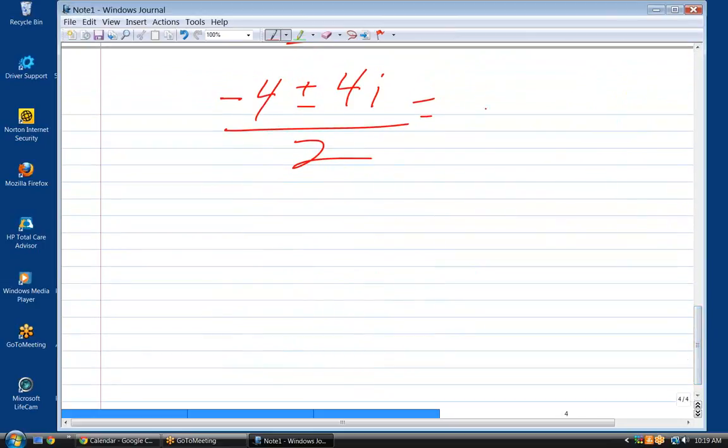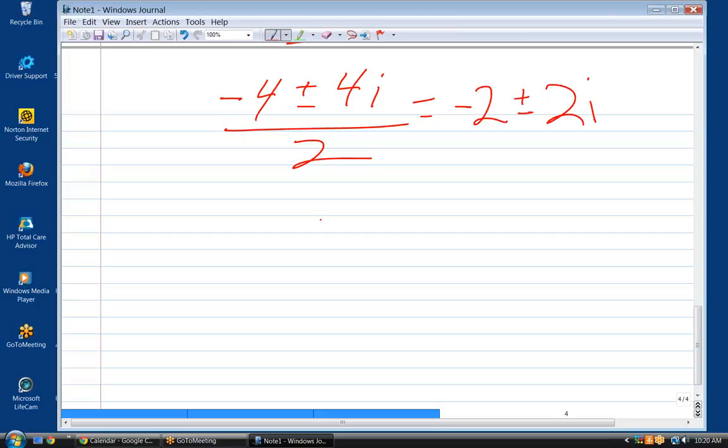So can we work in the denominator now? Yeah, well, we can divide top and bottom by 2. Right. That's just going to be -2 plus or minus 2i. Sure.